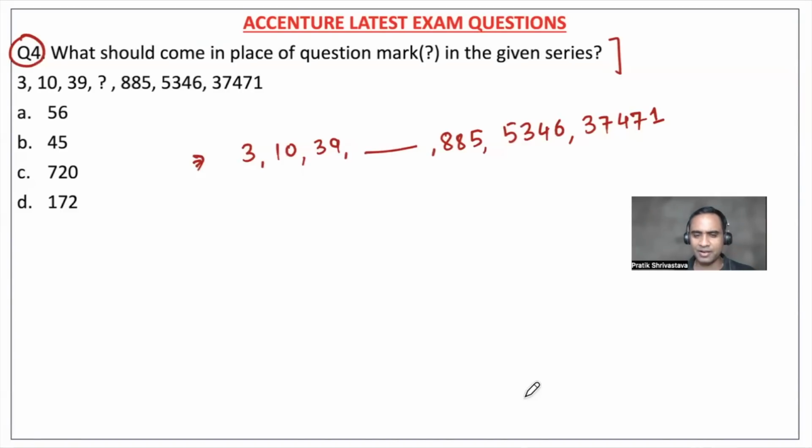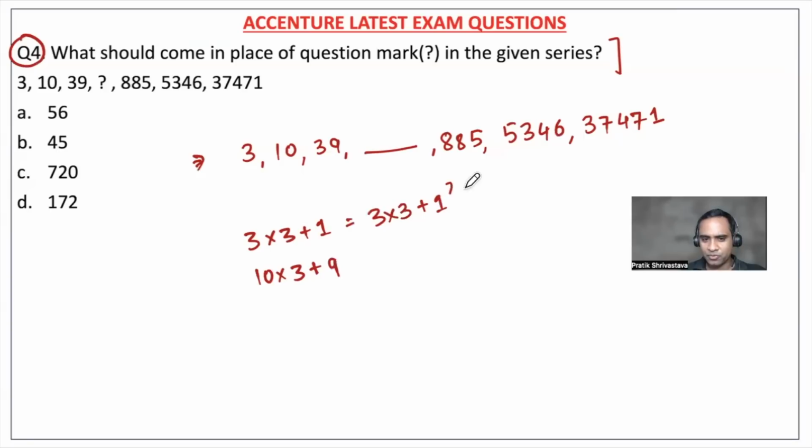That means it is very clear that if you add something and if you subtract, you will not be able to achieve that. So 3 to 10, how will we get? So 3 into 3 is 9 and 9 plus 1 is 10. Then 10 into 3 is 30 and then plus 9. So you can also write it like 3 into 3 is 9 plus 1 square. Then 10 into 3 plus 3 square.